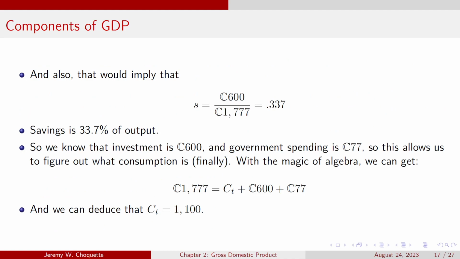So that would imply that if savings was 600 catnips, then the savings rate would be 600 over 1777, or total output, which gives us 0.337, implying savings is 33.7% of output. And it will always be 33.7% of output, at least consistent with a simplifying assumption from this model. So we know investment is 600 catnips, government spending is 77 catnips, and this allows us to figure out what consumption is. We can back it out via the magic of algebra, because I get 1777 equals C_T plus 600 plus 77. And I can deduce that C_T, or consumption, is 1100 catnips.